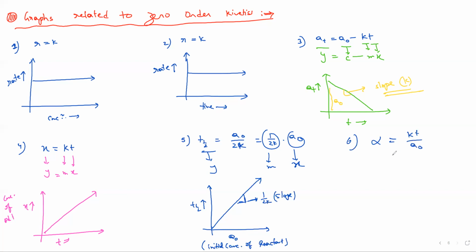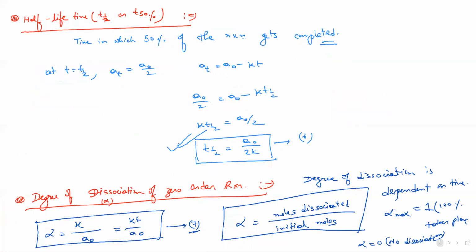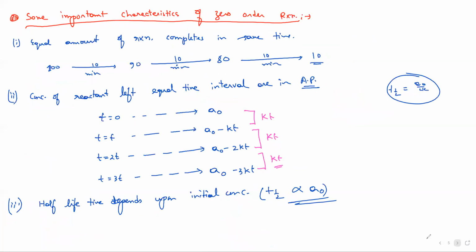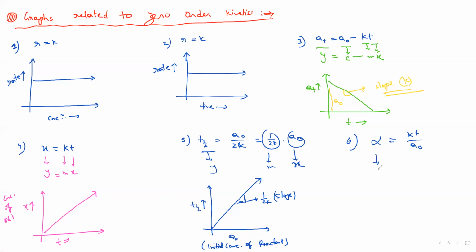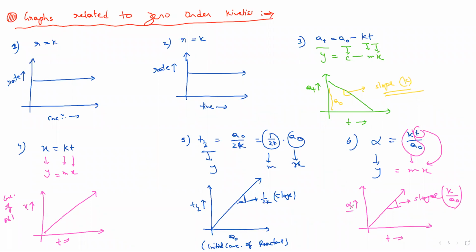Alpha equals Kt by A naught. Okay. Alpha, what should be the formula of alpha? Kt by A naught. Now, we can write this one as y equals mx, alpha versus t. Alpha is nothing but the degree of dissociation, DOD. Is it clear? Any doubt regarding this part, tell me. Okay, next, questions based on this.